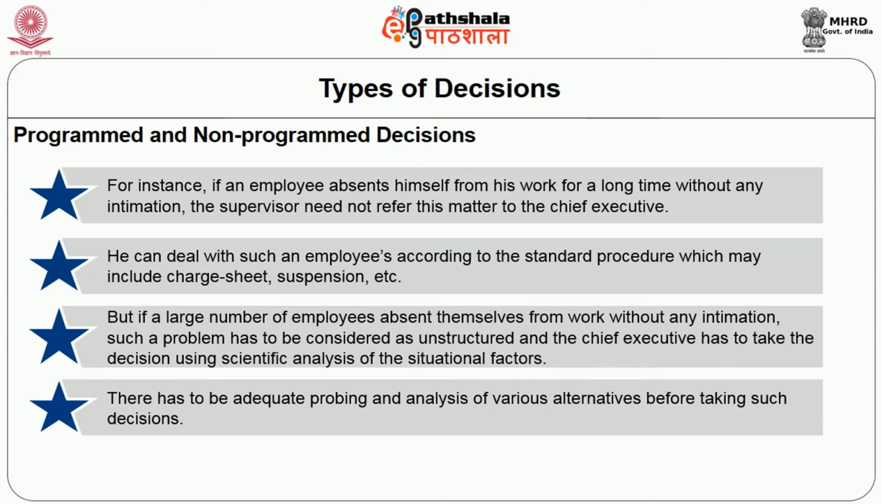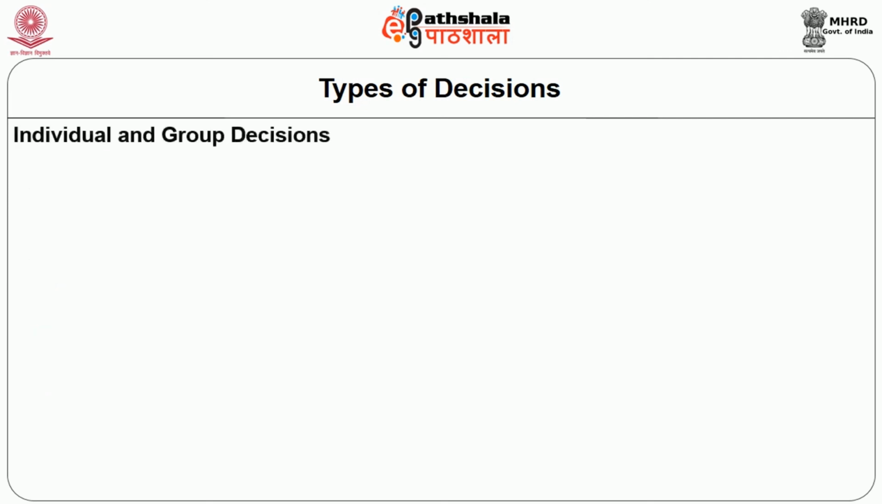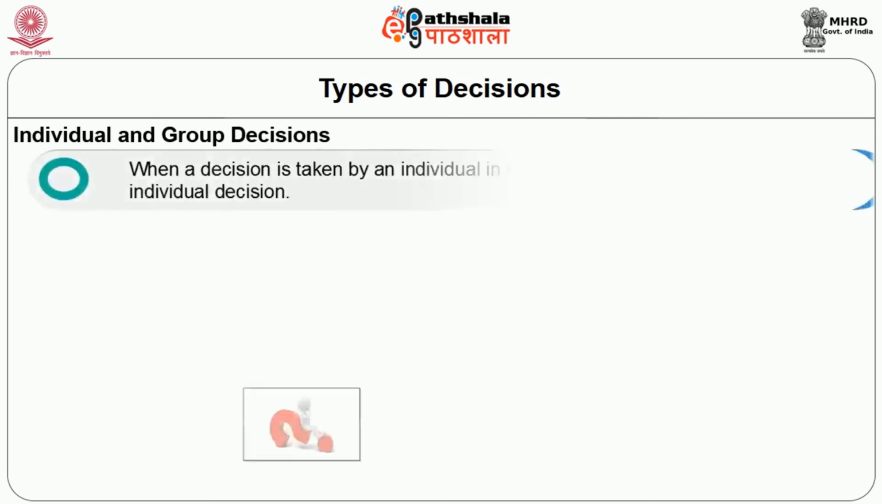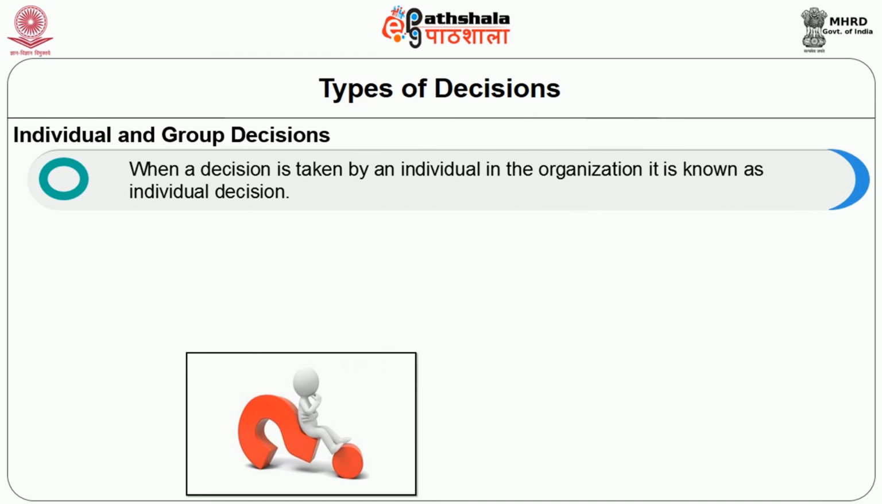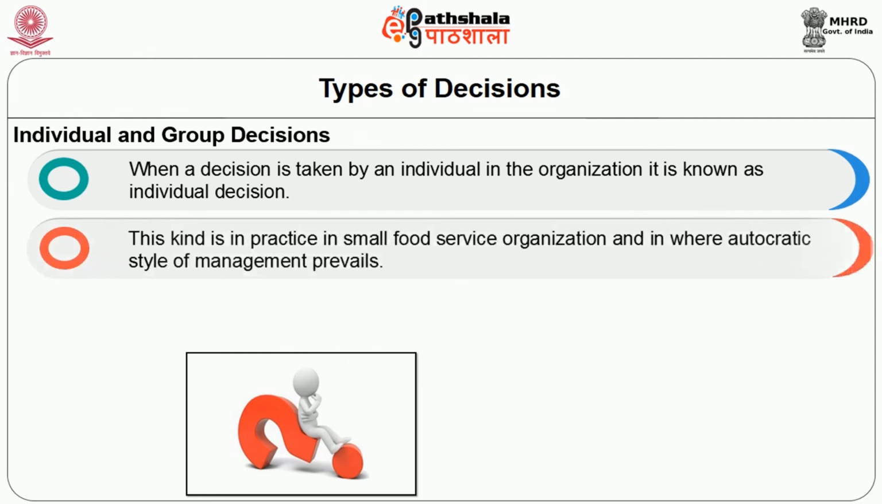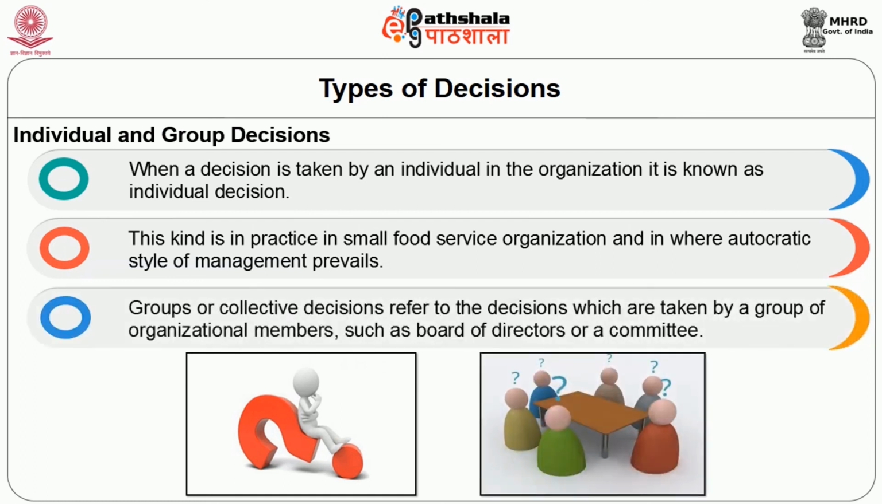The fifth type of decision making is individual and group decision. When a decision is taken by an individual in the organization, it is known as an individual decision. This kind of practice is in small food service organizations where an autocratic style of management prevails. Group or collective decisions refer to the decisions which can be taken by a group of organizational members such as board members, board of directors, or a committee.